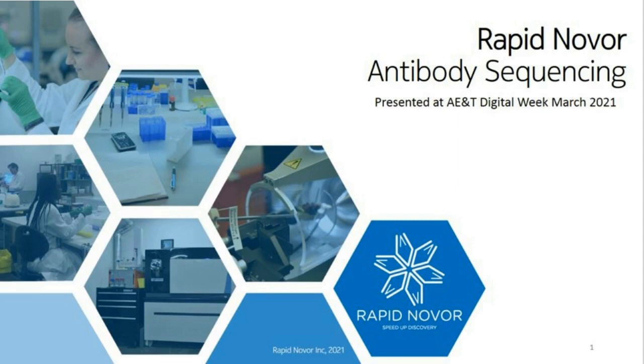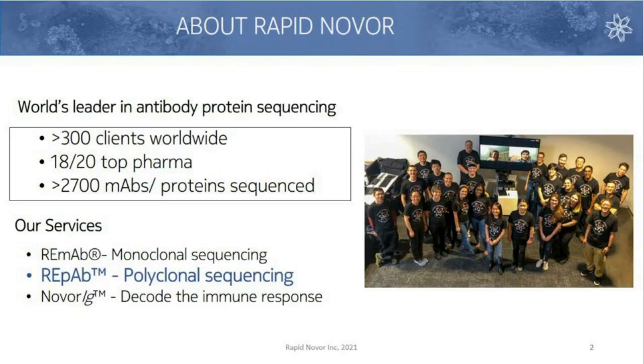I've been with the team since the beginning, and over the past 5 years, Rapid Novor has really specialized and perfected the craft of monoclonal antibody protein sequencing using mass spec. And recently, as some of you are probably already aware, we've been talking about polyclonal antibody sequencing as well.